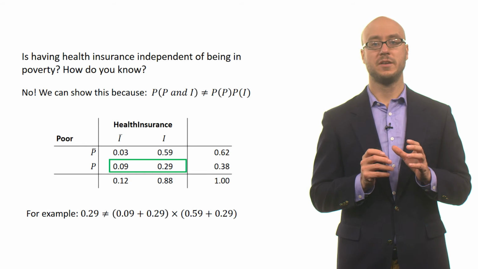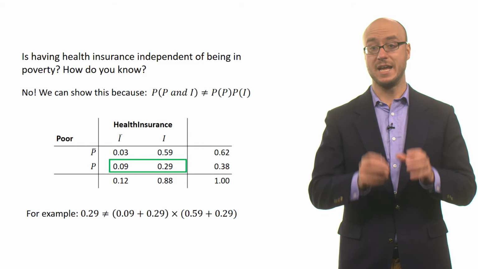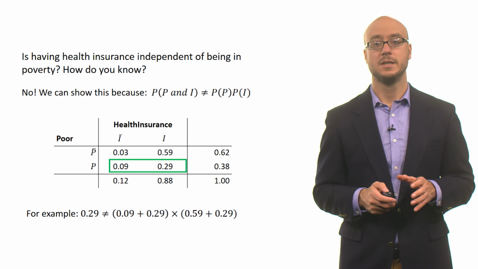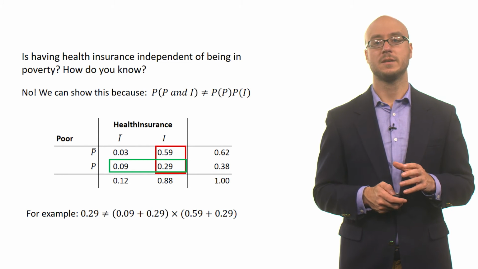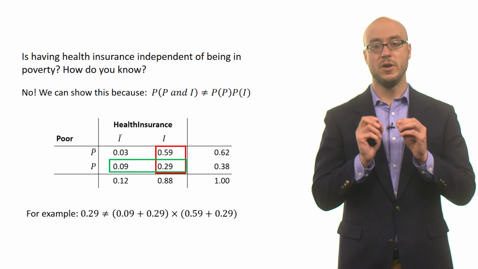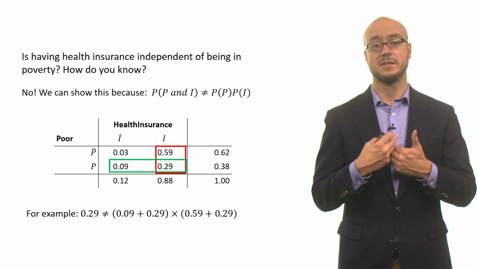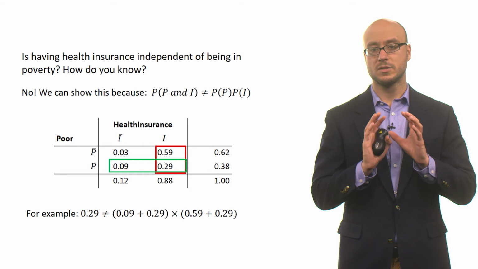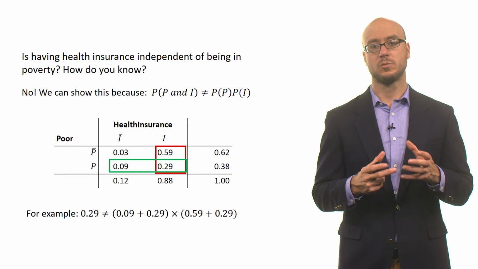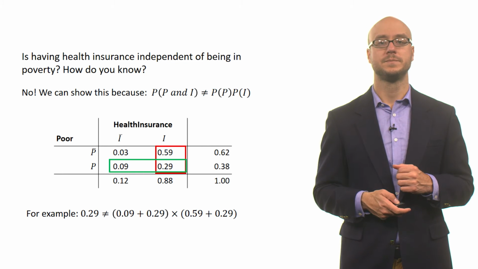So the probability of P and I should equal the probability of P times the probability of I if they're independent, but they don't. Okay, so we know that in this case, 0.09 plus 0.29 times 0.59 plus 0.29, those quantities, they do not equal the actual joint probability of 0.29. So we can say these two variables, in fact, are not independent. This is sometimes called the corner rule, and it's a very useful rule for figuring out whether two variables are related in a probability table.